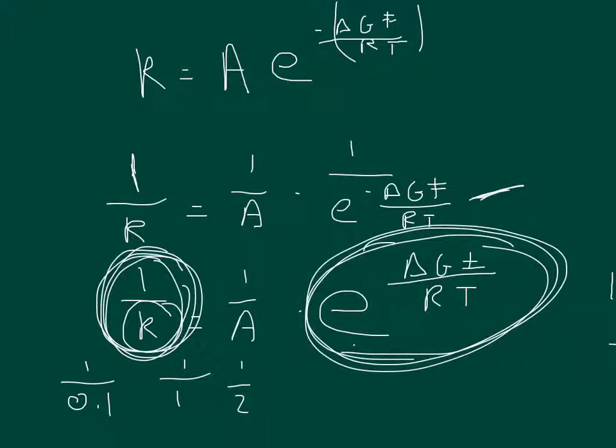What that means is if I were to increase the temperature, that would make this numerator smaller. This fraction would be smaller, and I would increase the reaction rate because this term would be lower. So increasing temperature or decreasing delta G, either one of those will increase my reaction rate. And that's what a catalyst does. A catalyst decreases the delta G of the transition state.